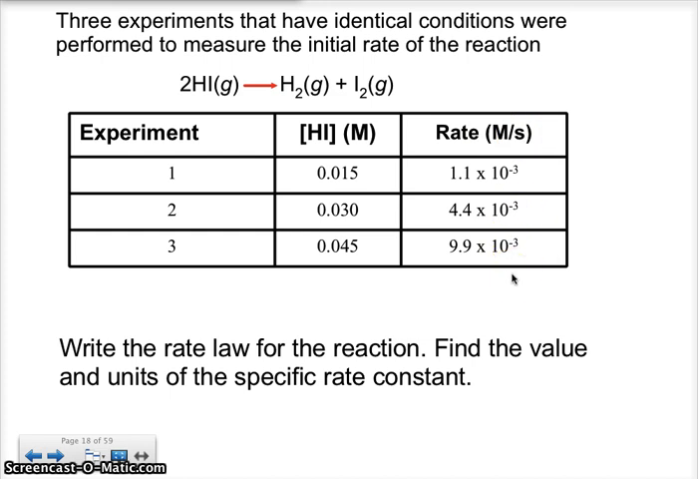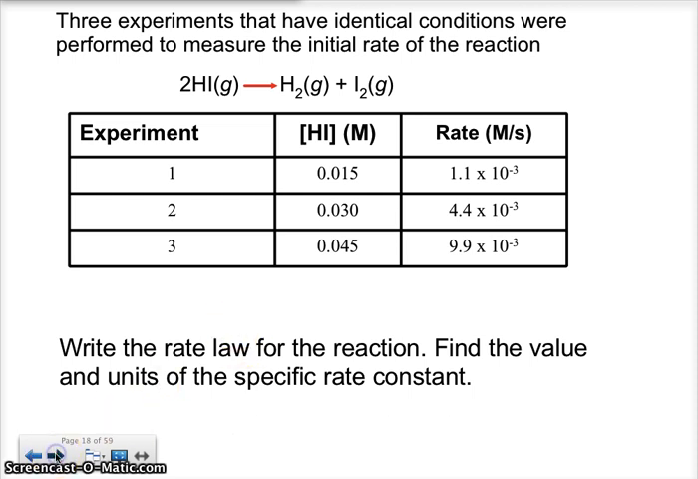That's typically done by determining that a chemical reaction is happening, like a color change, a change in temperature, the evolution of a gas, or something like that. In this example, I'm asking you to write the rate law for the reaction and then find the value in units of the specific rate constant, which also means you have to calculate the order.